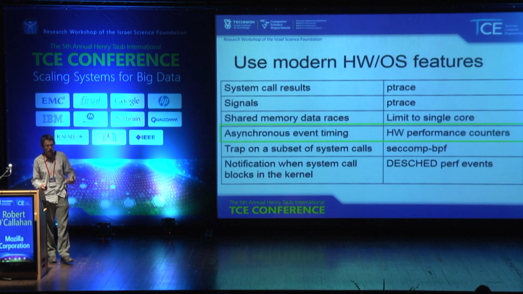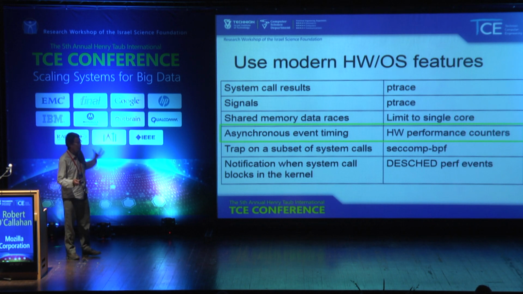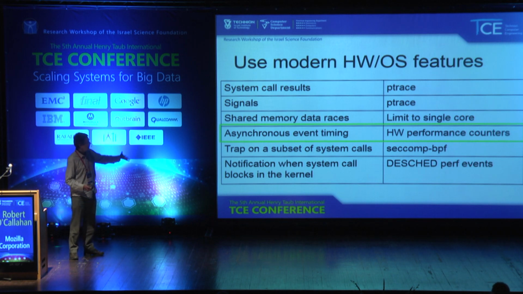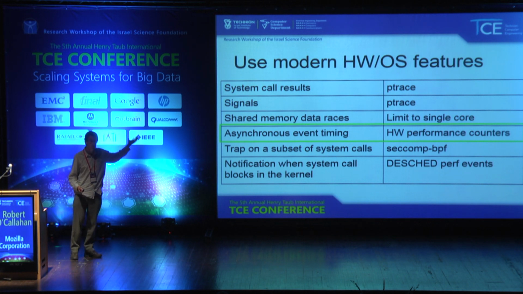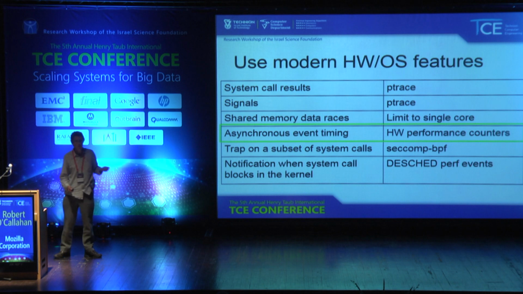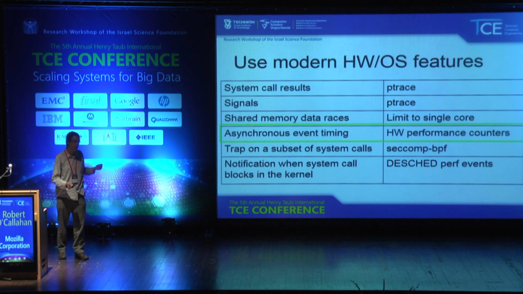So the way that this works is basically RR uses modern hardware and operating system features to get the results that we want without doing code instrumentation. And this slide here summarizes the techniques that we're using. I'm not going to have time to go into all of them. I'll just highlight a couple of them. Basically, as I mentioned, we need to record system call results and signals. And for that, we use the Linux ptrace API, which is an old API that's been there for a long time.